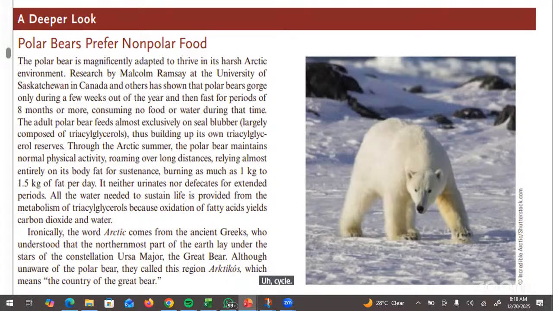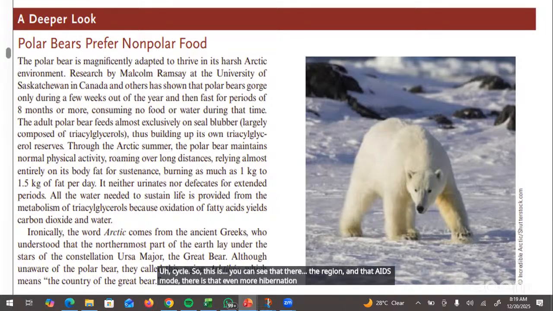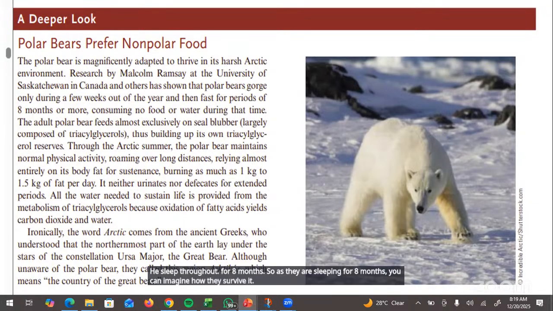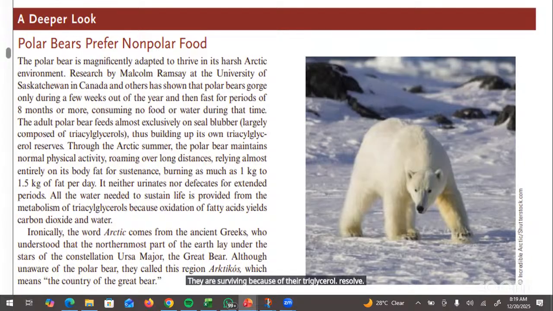So you can see that in that 8 months, they use that even for hibernation. That means no activity. They sleep throughout for 8 months. So as they are sleeping for 8 months, you can imagine how they're surviving. They are surviving because of their triacylglycerol reserve. So this is actually one of a take home.